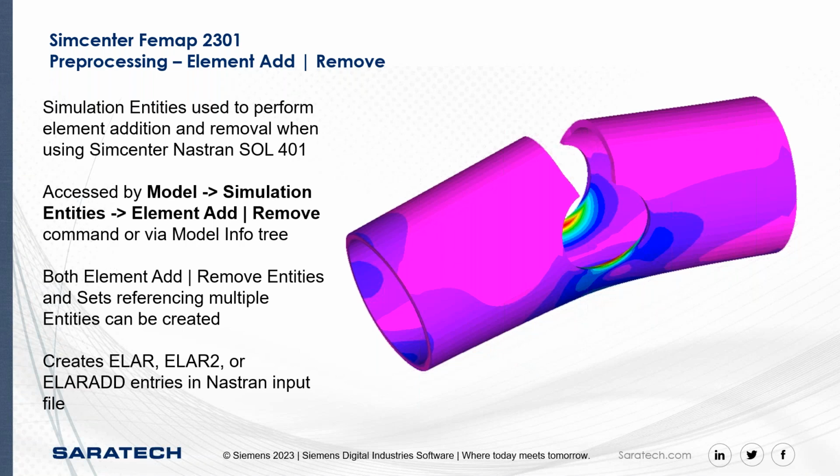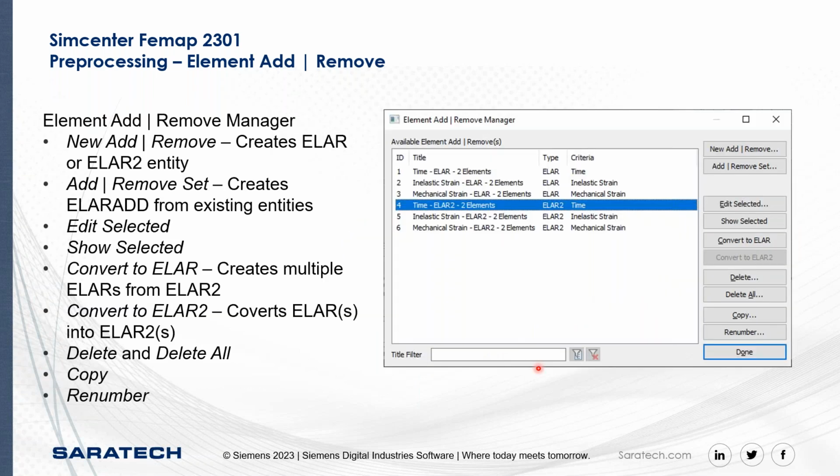So this is what the GUI looks like for this. Everything is done through the element add remove manager, and how this works is you can do a new add remove, you can add remove sets, you can edit individual selected entities here, you can show selected entities, you can convert them to ELAR or ELAR2 inputs for your Nastran deck, delete single entities, delete all, copy, or renumber.